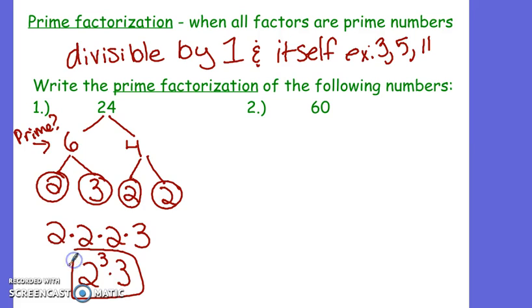Then you can always check yourself. 2 times 2 times 2 is 8. 8 times 3 is 24. So you could check yourself.